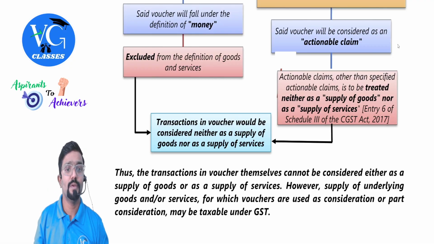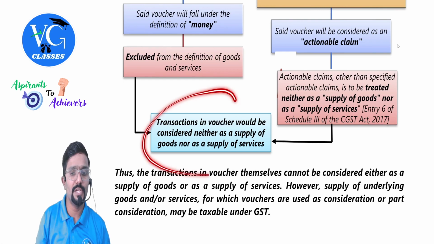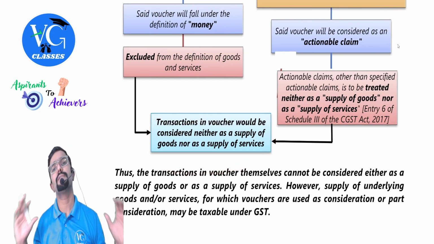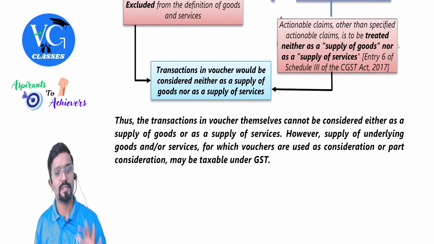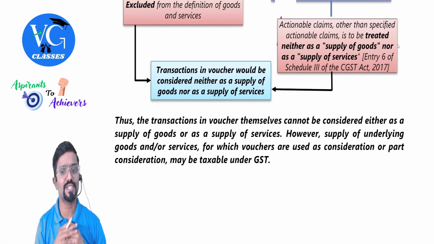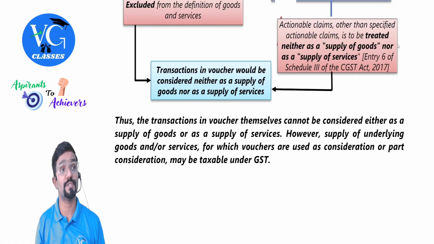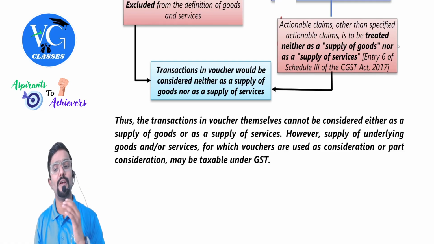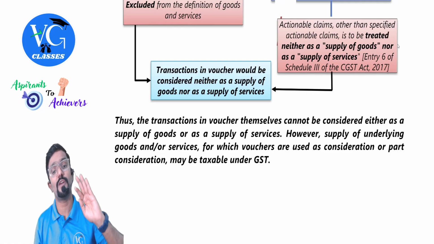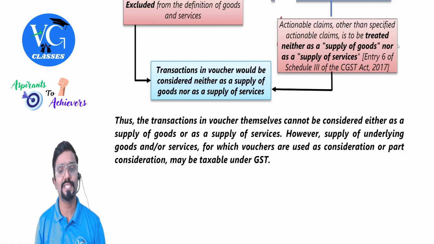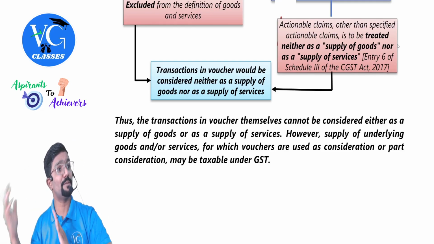Okay. So at the end, the last line for both the parts: transaction in voucher would not be a supply, guys. Thus, the transactions in vouchers themselves cannot be considered either as supply of goods or as supply of services. However, supply of underlying goods or services for which vouchers are used as consideration or part consideration may be taxable under GST. That is from the seller's point of view.